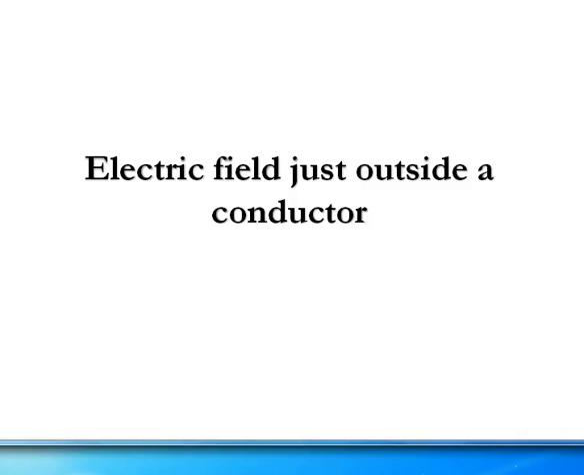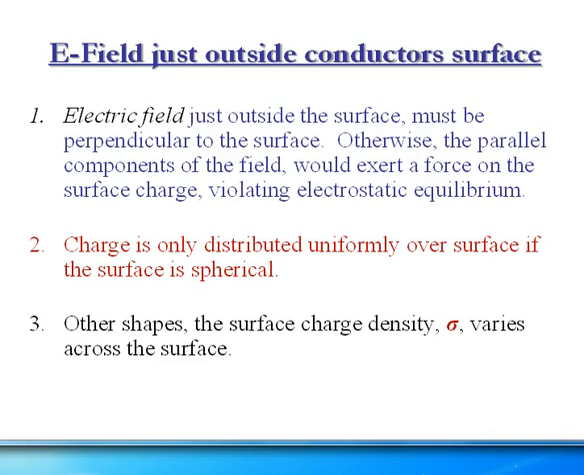In this video, we'll further our look at Gauss's law and conductors, and we'll start by looking at the electric field just outside of a conductor. We know that the electric field lines just outside the conductor must end perpendicular to the surface. So the electric field itself, those vectors, must be perpendicular to the surface.